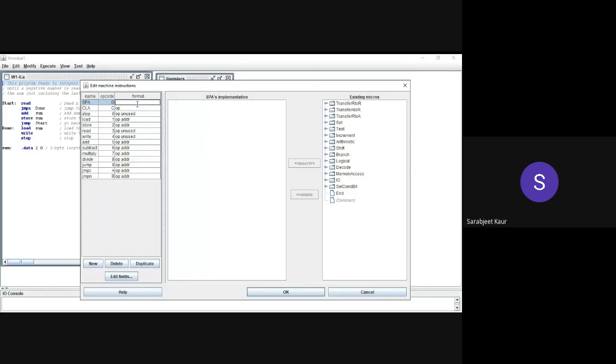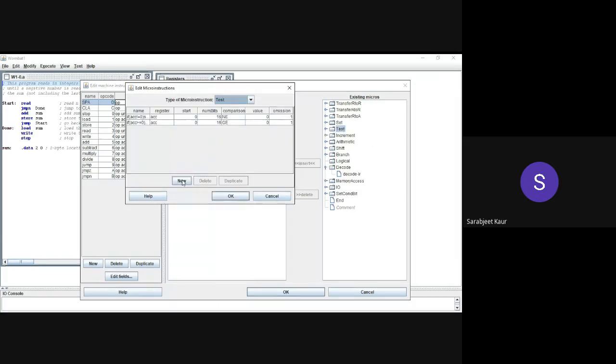Okay, and this will be OP, I think, right? Okay, so let us look at the implementation. How will we implement this instruction? There is a test instruction here. Please see. I'll say new, right? Test instruction, microinstruction, right?